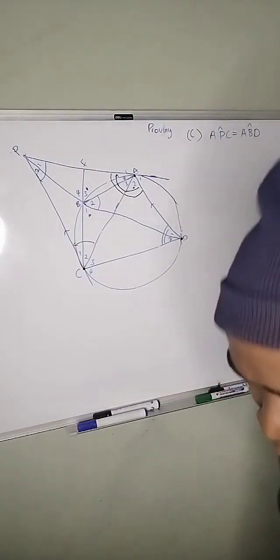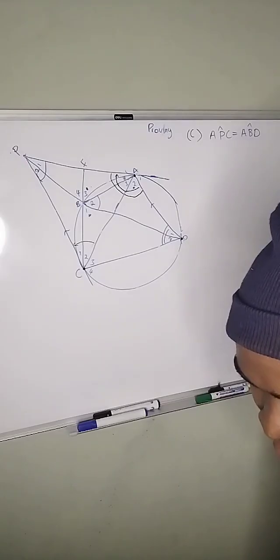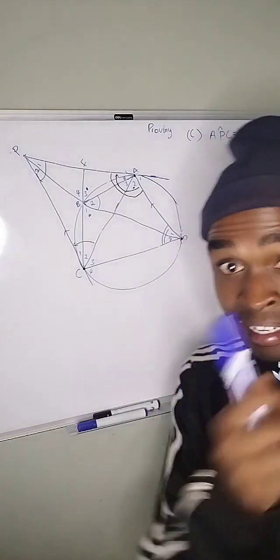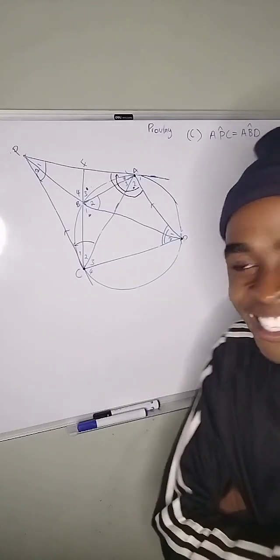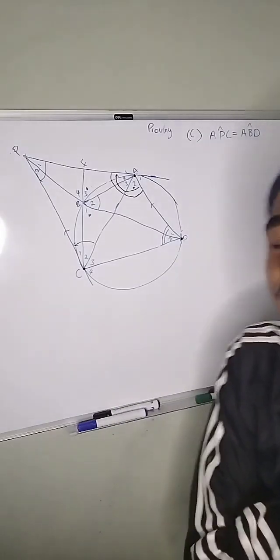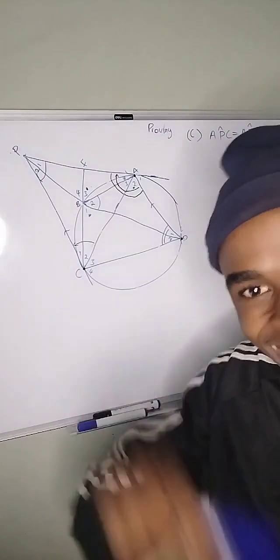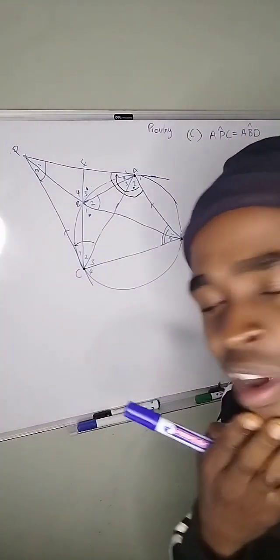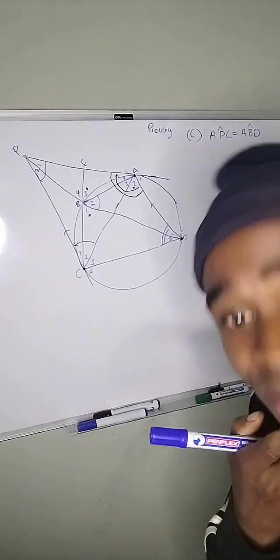A angle PC. Oh, I see it. Here I see it. Can I have 100K? I see it. Hey, I was surprised. I was even shocked.